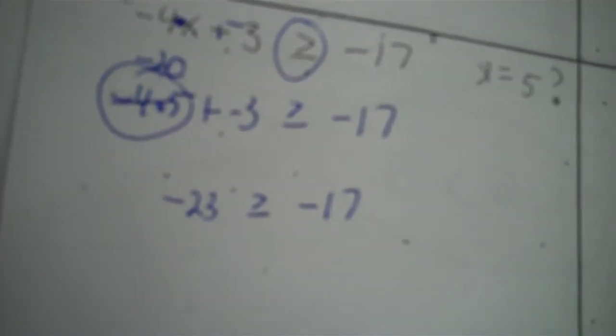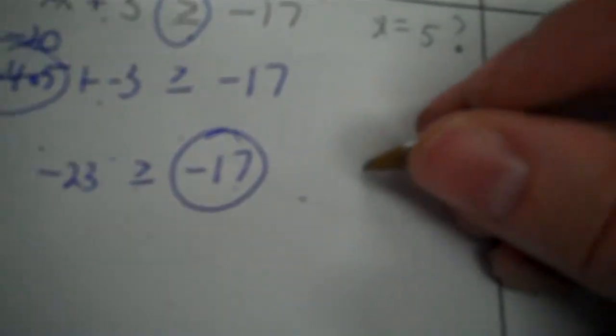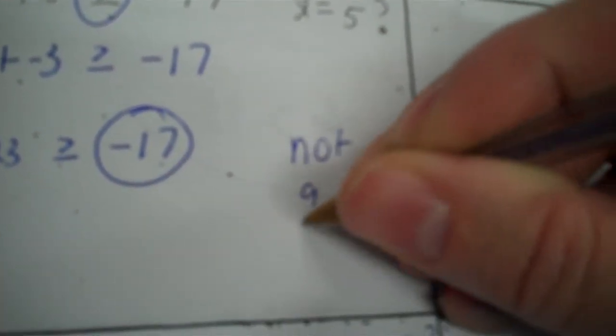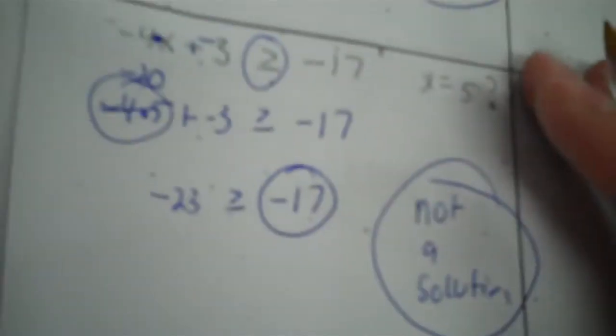Now if I have two negatives, the smaller the negative, because on your number line, the smaller the negative is a bigger number. Does it eat that number? No, it doesn't, so it's not a solution.